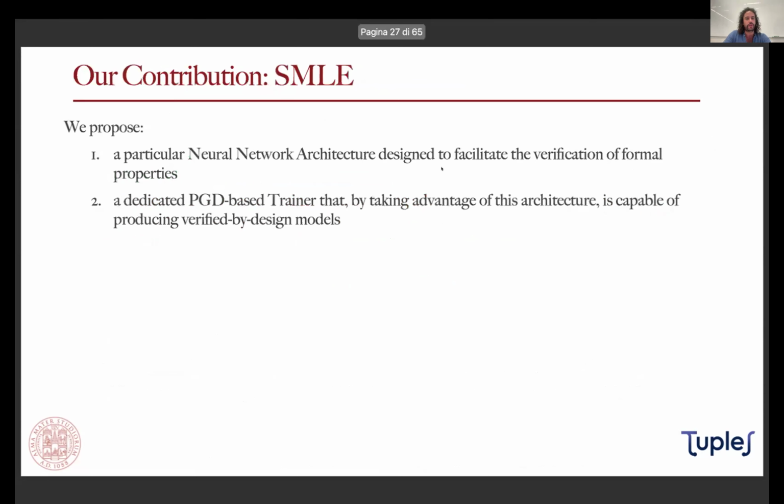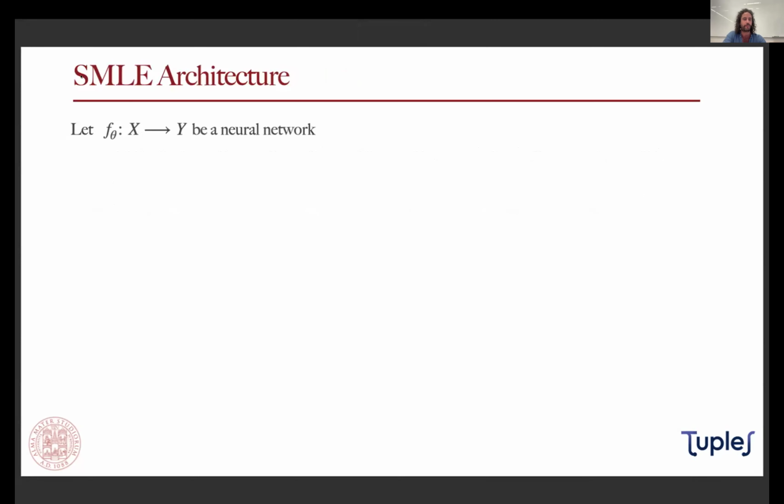This is our contribution. We propose a particular neural network architecture that we call SMLE, which is specifically designed to facilitate the verification of properties. We also design a dedicated training algorithm based on PGD, which takes advantage of this particular architecture and in this way effectively enables the production of verified-by-design neural networks. So here we are at the core of my presentation. Let's start with the architecture. We are given a neural network F.